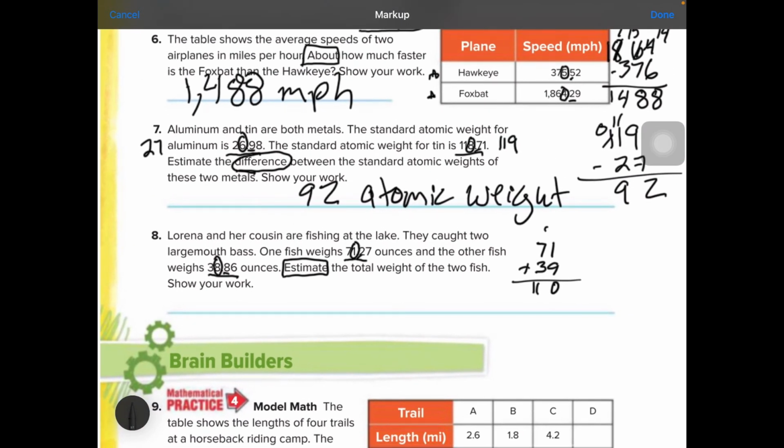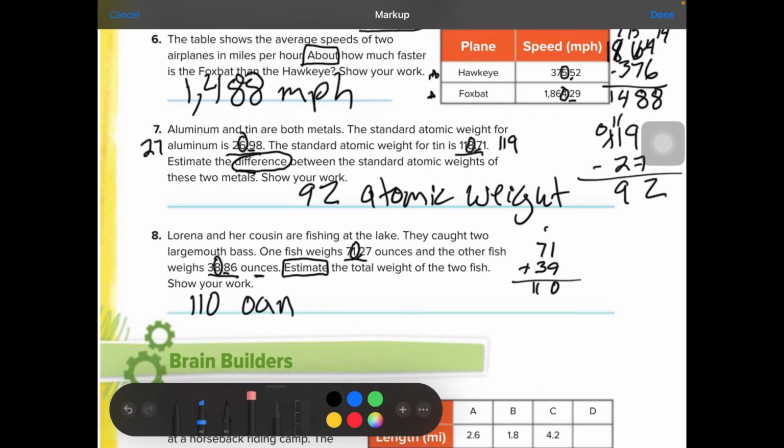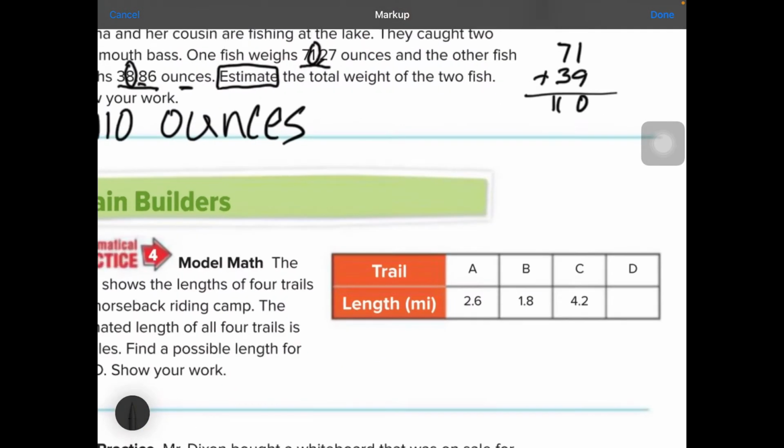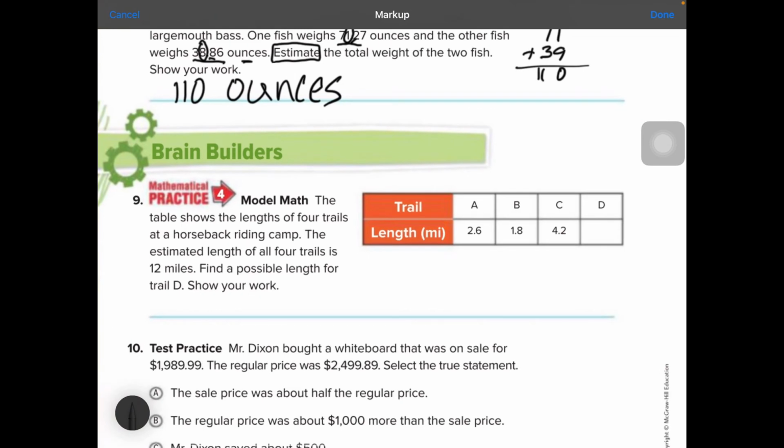So we are going to have 110, and we are measuring ounces. Helps if I write it neater, doesn't it? Ounces. There we go. That's a lot of fish. There we go. Number 9, brain builders.